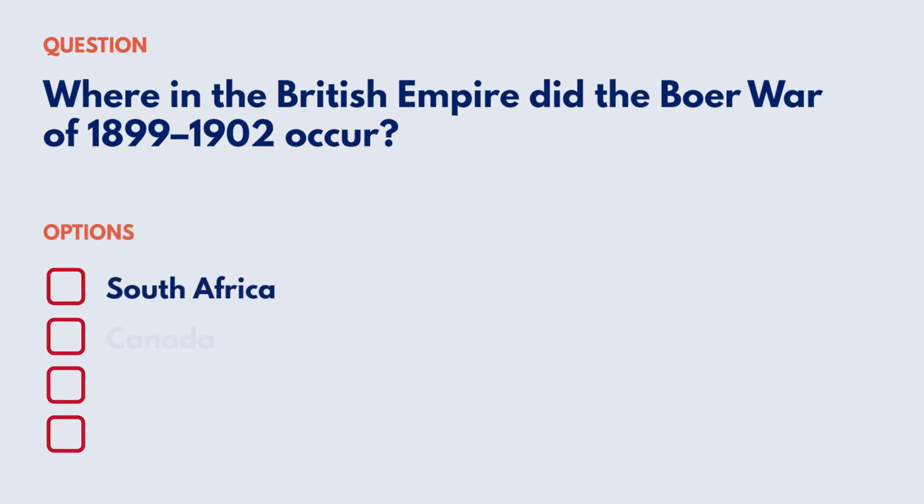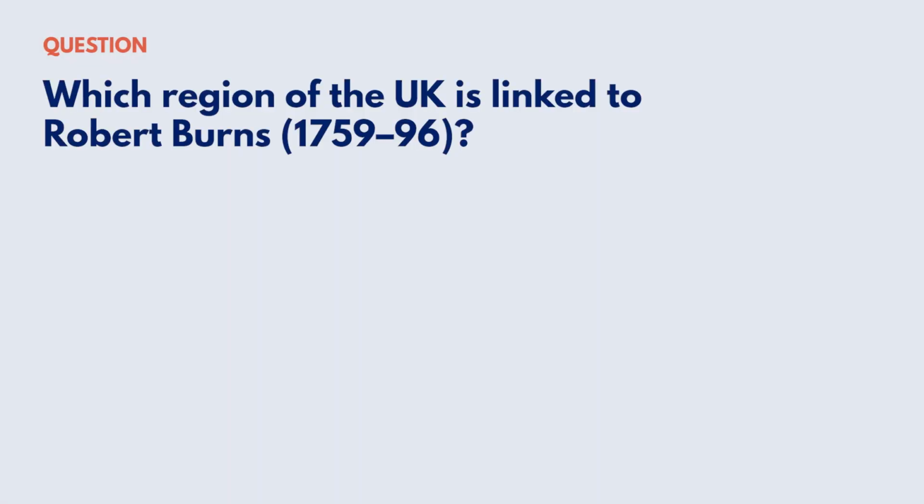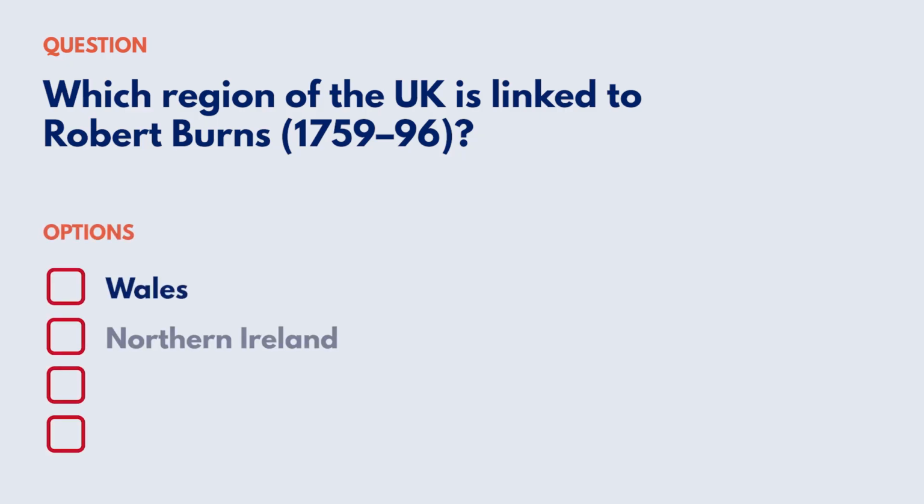South Africa, Canada, Australia, India. Correct answer. South Africa. Which region of the UK is linked to Robert Burns, 1759 to 96? Wales, Northern Ireland, Scotland, England.